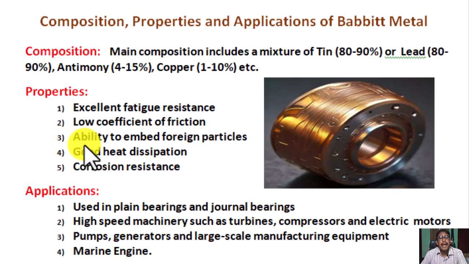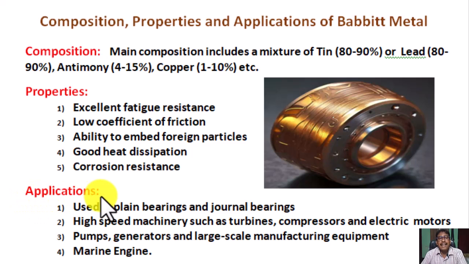Number 3, ability to embed foreign particles. Embed means to fix something firmly and deeply. That means it allows embedding of foreign particles. Number 4, good heat dissipation. That means it dissipates heat generated during operation. Number 5, corrosion resistance. That means it resists corrosion.